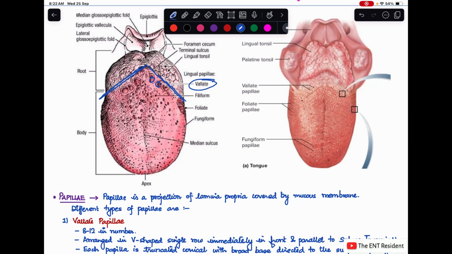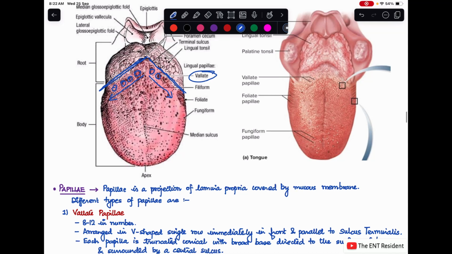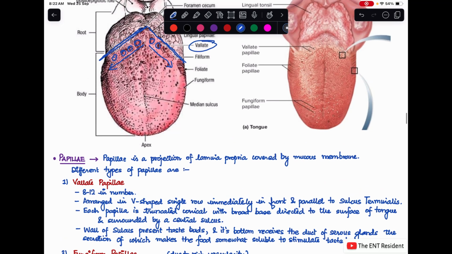Now, these Vallate papillae, they are about 8 to 12 in number, and they are arranged in a V-shaped single row immediately in front of and parallel to the sulcus terminalis. As you can see right over here, these are the Vallate papillae. And each papilla is a truncated conical structure with the broad base directed towards the surface of the tongue, and it is surrounded by a central sulcus. And the walls of this sulcus present with taste buds, which receive the ducts of serous glands. These are the Vallate papillae.